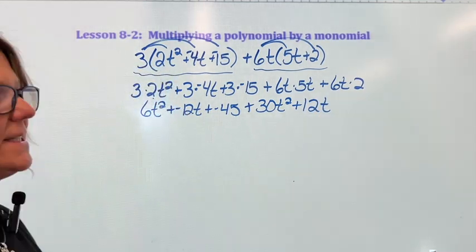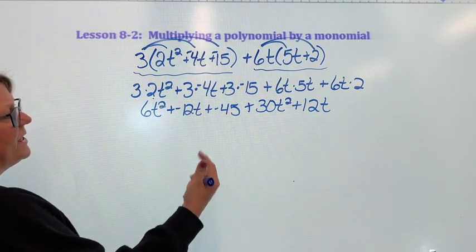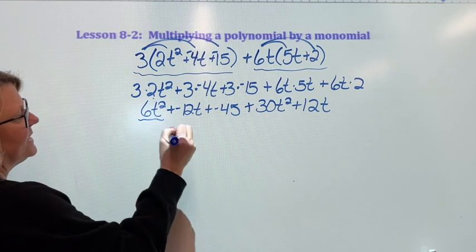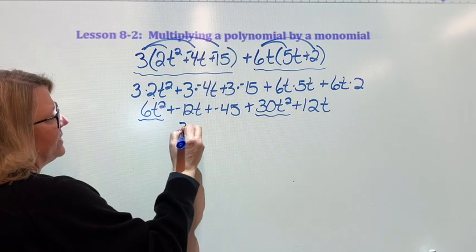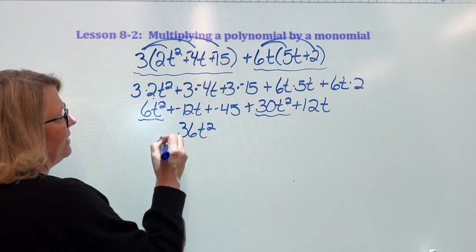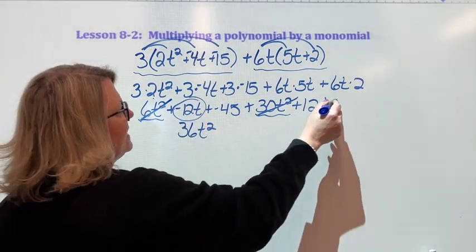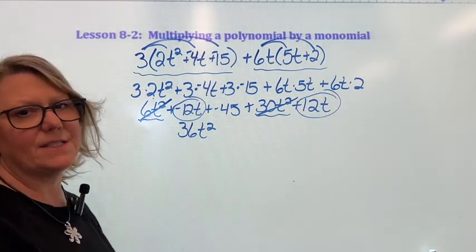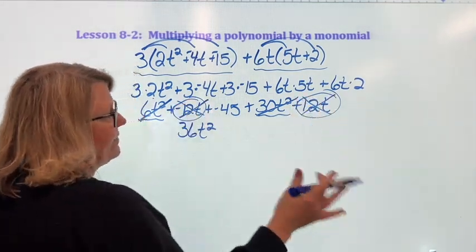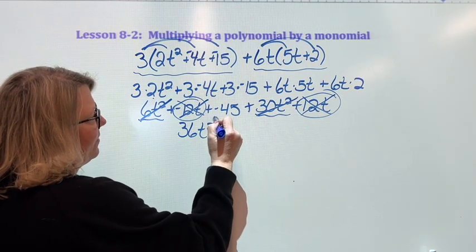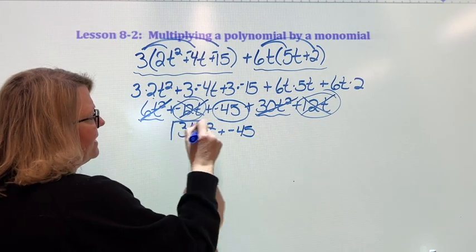Now this is where it gets kind of interesting because you want to go through and look for like terms. Remember, they have to have the same variable with the same exponent. So I have 6t squared and 30t squared, and I'm adding them both, right? So 36t squared, and feel free to cross them off when you're done. And then I've got negative 12t and a positive 12t. So what happens there? They cancel each other out. They're the exact same thing but opposite, so I don't have to do anything else with that. And then what do I have in the center that's left? Negative 45. There's our answer simplified.